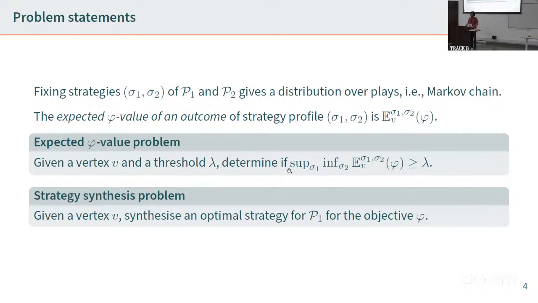You want to find out if the supremum over all strategies of player 1 and the infimum over all strategies of player 2 of the expected value of the outcome is at least lambda. And once we compute such a lambda, we would also like to synthesize an optimal strategy for player 1. As in, we would like to find a strategy sigma 1 that actually achieves this threshold lambda. So these are the problem statements.